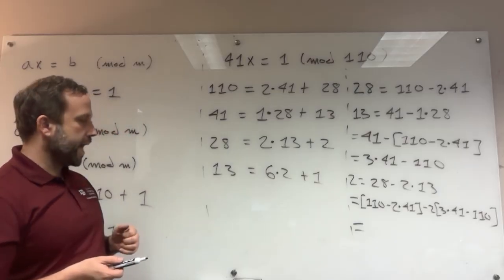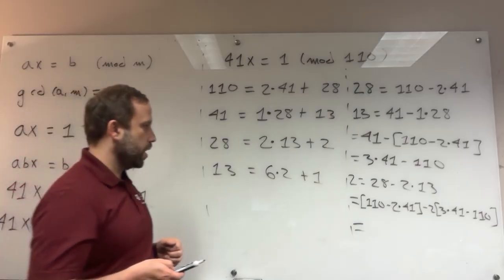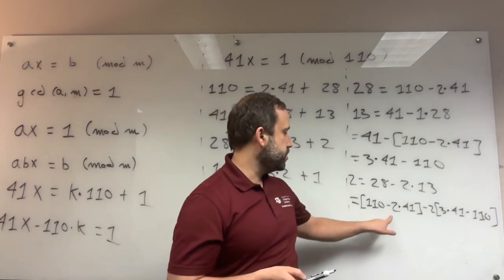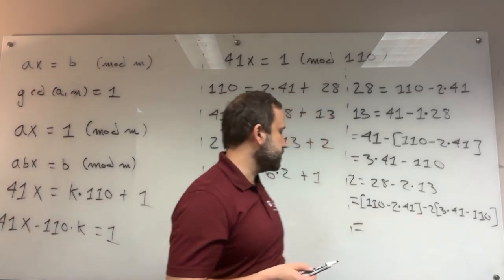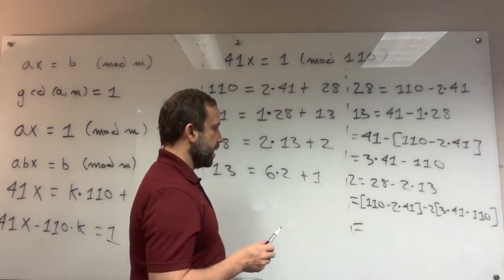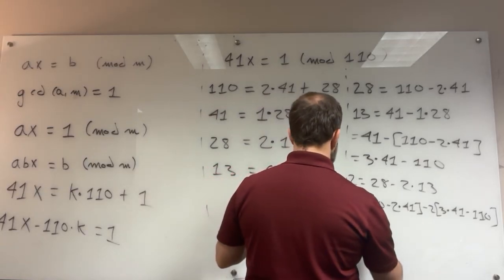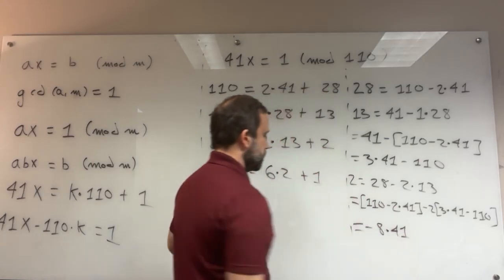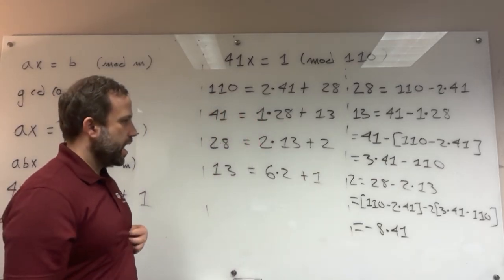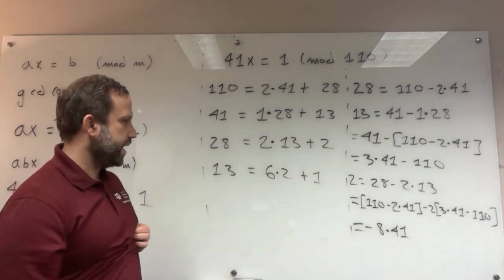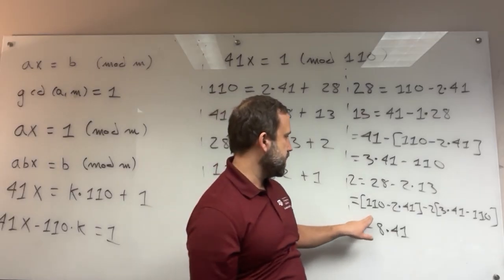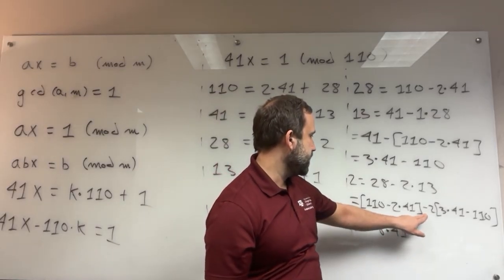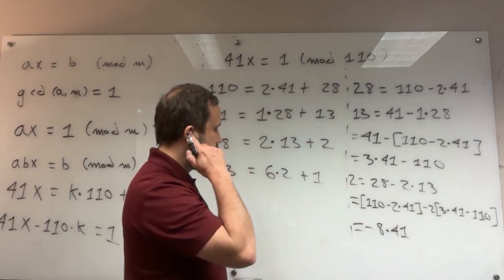Anyways, what we're going to have here then for the 41s, we're going to have minus 2 minus 6. So that's going to be minus 8 times 41. And then for the 110s, we're going to have 110 minus 2. So it's going to be plus 3 times 110.